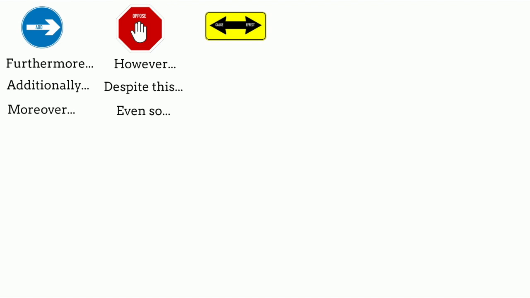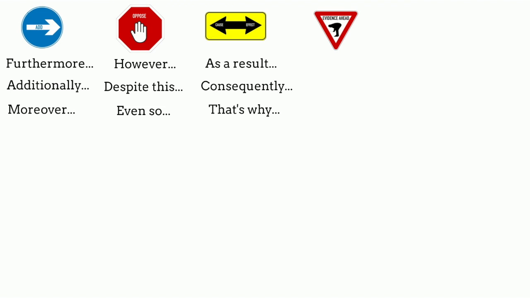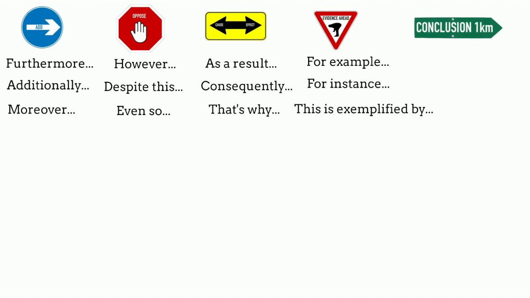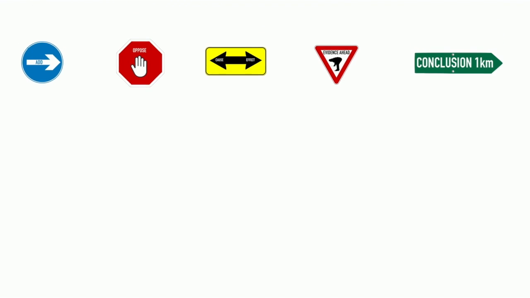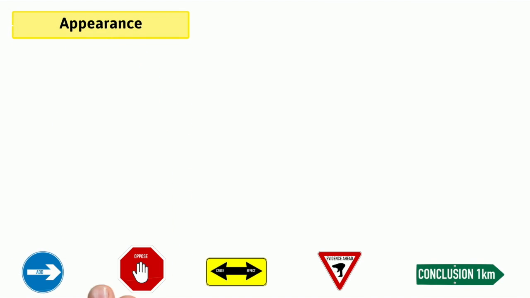The cause and effect connectors: as a result, consequently, and that's why. Connectors that show evidence is coming: for example, for instance, this is exemplified by. And conclusion connectors: in conclusion, to sum up, and overall. So let's try using some of these in this piece of writing.